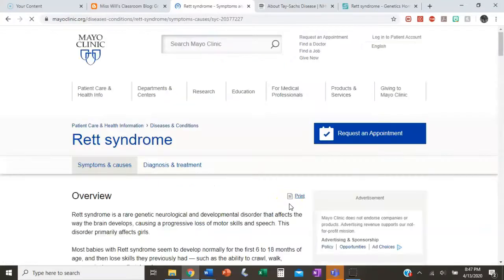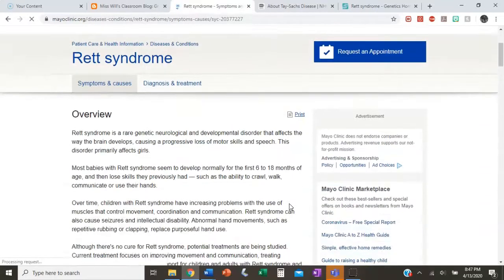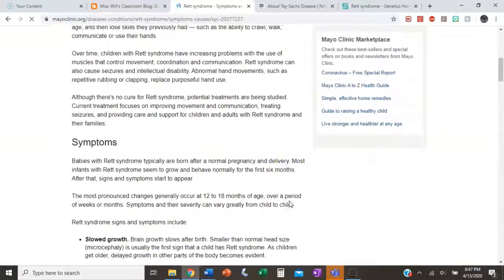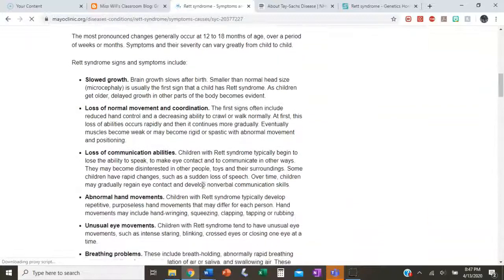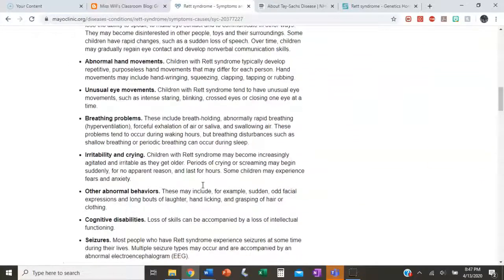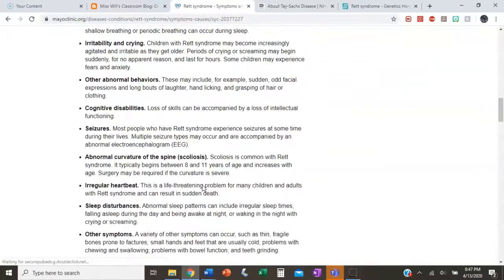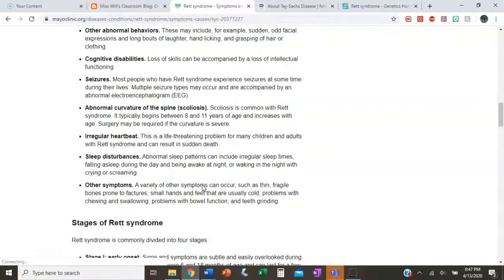And go to Rett syndrome. They give an overview, and then they talk about symptoms here. So they give a nice list on the Mayo Clinic website of various symptoms, and you can see with Rett syndrome there are a lot of different symptoms there.